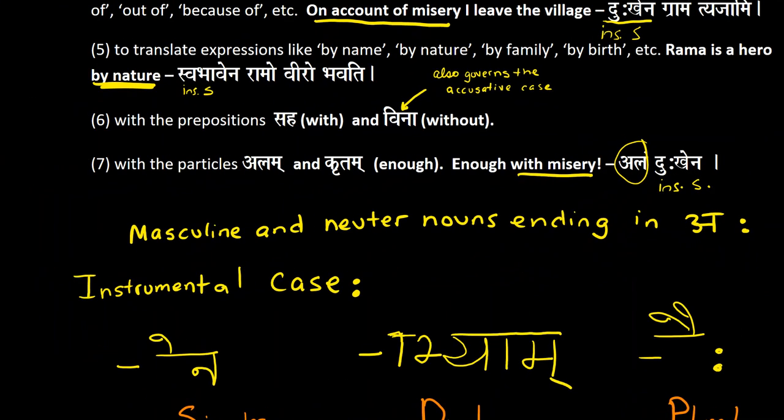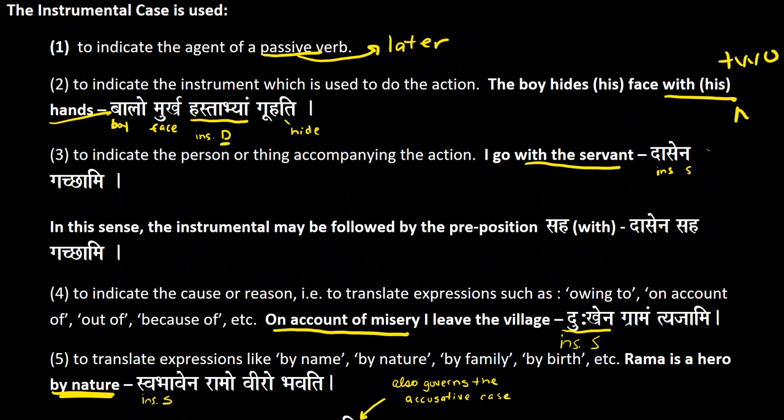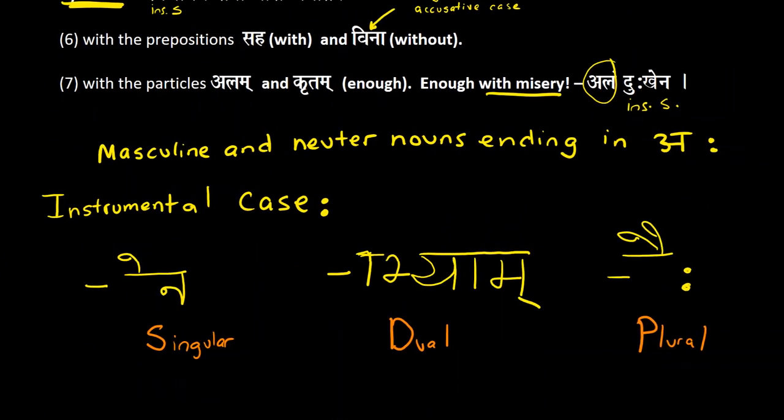So now that we went over all of the ways that the instrumental case could be used, let's not forget what the case endings are that we learned so far in the masculine and neuter nouns ending in a. For singular, dual, and plural, your case endings are ena, abhyam, and aiha. Those would be added to your masculine and neuter nouns ending with a.